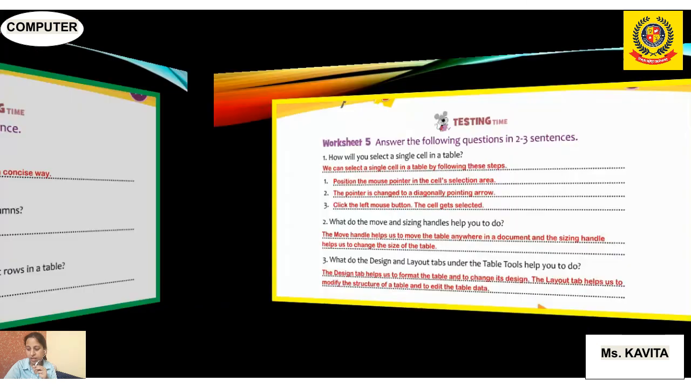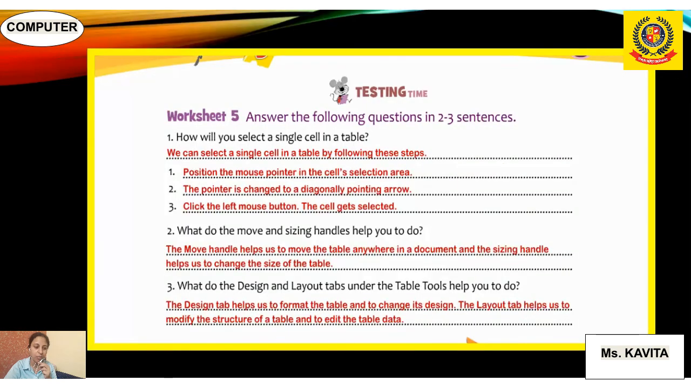Fourth one, why do you use table in a document? A table helps to present textual or numerical data in a concise way. Fifth one, which key should you use to select adjacent columns? Shift key you should use to select adjacent columns. Sixth one, which key should you use to select non-adjacent rows? Control key we should use to select non-adjacent rows. So worksheet 4 over. Open page number 38, worksheet 5. You can give heading worksheet 5.